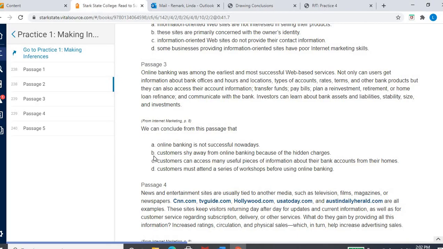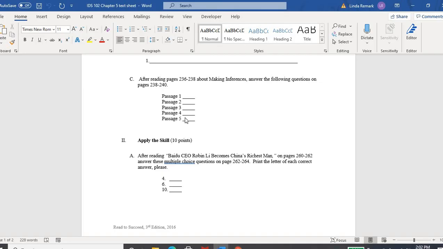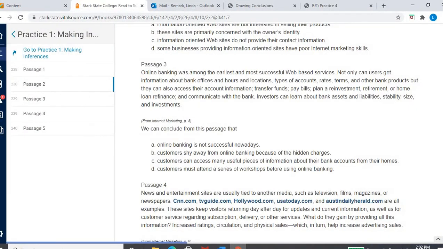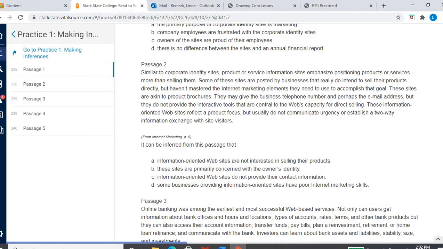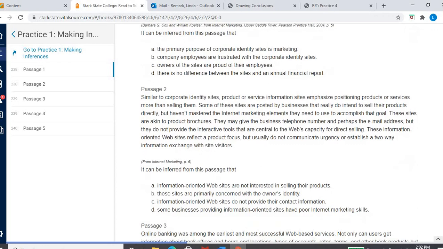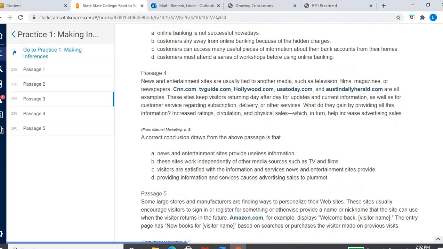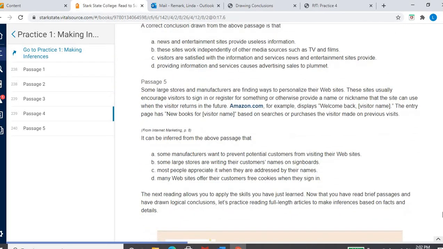Passage 3 is C. So again, I'm looking here. Passage 3 is C. All right, so make sure you answer passage 1 and 2 right there. I just did 3. I'll do 5 with you as well.